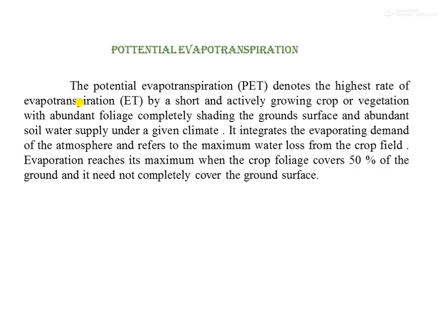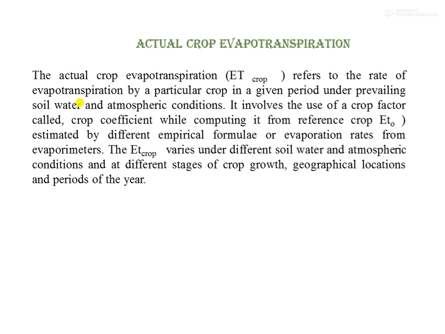Then, the types of evapotranspiration. First is potential evapotranspiration. Potential evapotranspiration denotes the highest rate of evapotranspiration by a short, actively growing crop or vegetation with abundant foliage, completely shading the ground surface, and abundant soil water supply under a given climate. It integrates the evaporating demand of the atmosphere and refers to the maximum water loss from the crop field. Evapotranspiration reaches its maximum when the crop foliage covers 50% of the ground, and it need not completely cover the ground surface.